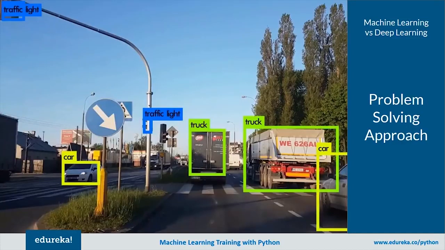On the other hand, in the deep learning approach, you would do the process from end to end. For example, in YOLONet, which is a type of deep learning algorithm, you would pass an image and it would give out the location along with the name of the object.